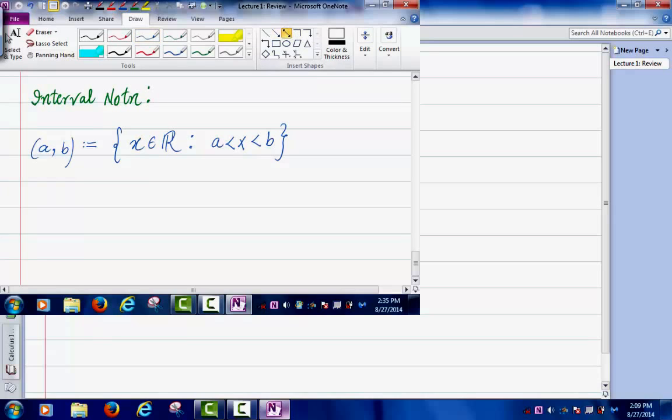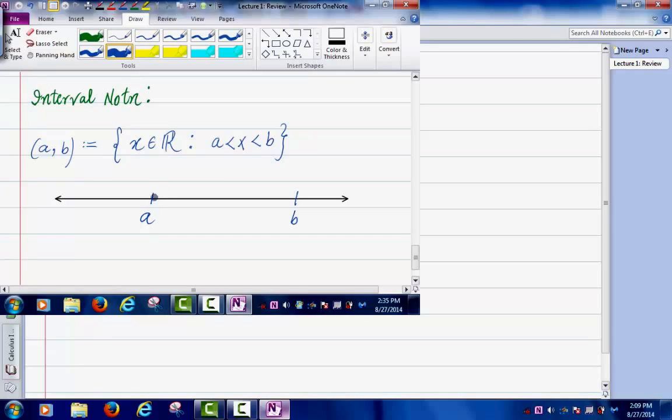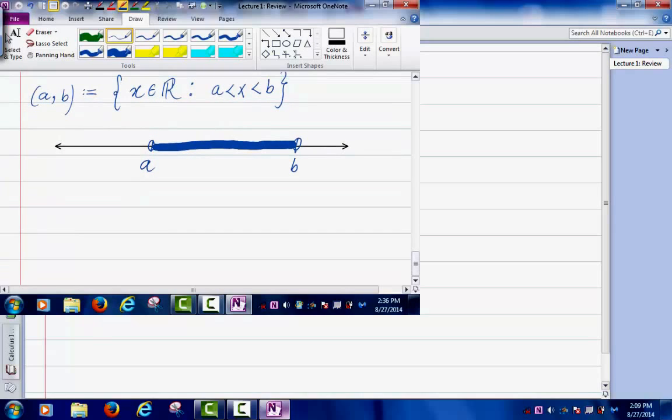In terms of the number line, what this means is that if I have this point representing the number a, this point representing the number b, then the points in between a and b represent the open interval from a to b. But of course, we have to exclude a and b, right? We have to exclude a and b. Okay, so what are other interval notations?